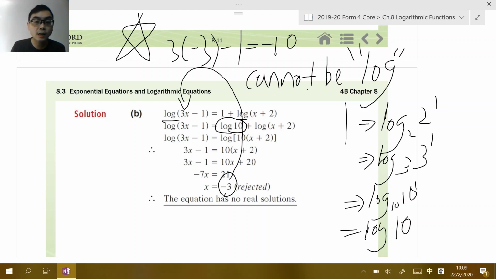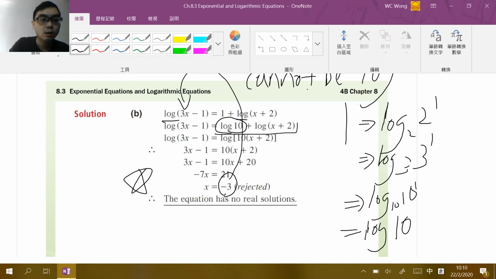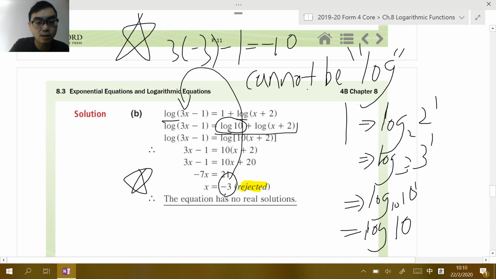So like this. Then you can easily see that now we have to apply the rule to put it together, because log plus log becomes multiplication. So once again you can see log of 3x minus 1 and log of the product of 10 and x plus 2 together. You can cancel the log to make the equation like this. Then you will finally get x equals -3. But you can see this time there is a very important thing: we have to reject the answer. But why do we have to reject the answer this time?